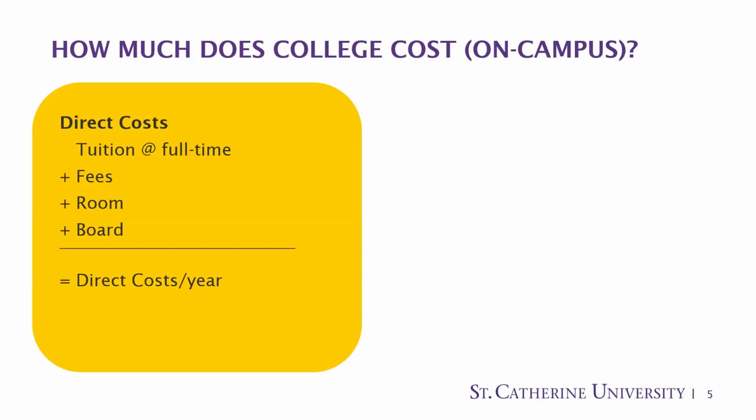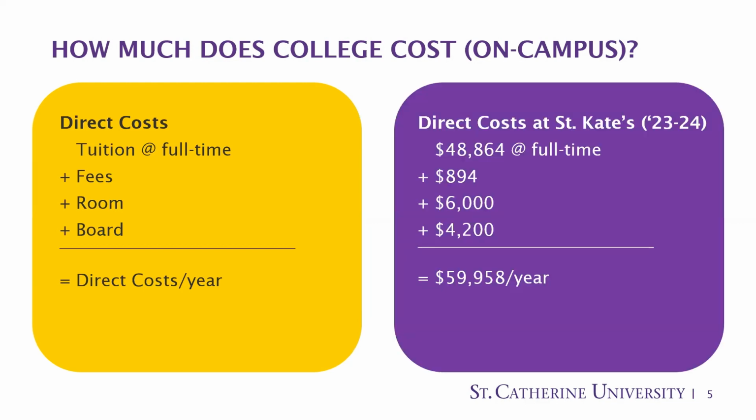With that in mind, let's dive a little deeper into St. Kate's direct costs. First, we will take a look at a student who plans to live on campus for the academic year 23-24. Direct costs includes tuition, fees, room, and board. Tuition for this specific year for a full-time student was $48,864. Student fees, which include a technology and activity fee, is $894. Traditional housing is $6,000, and the meal plan is $4,200.